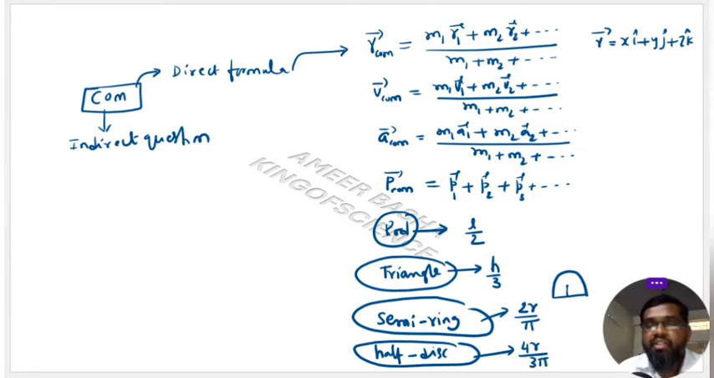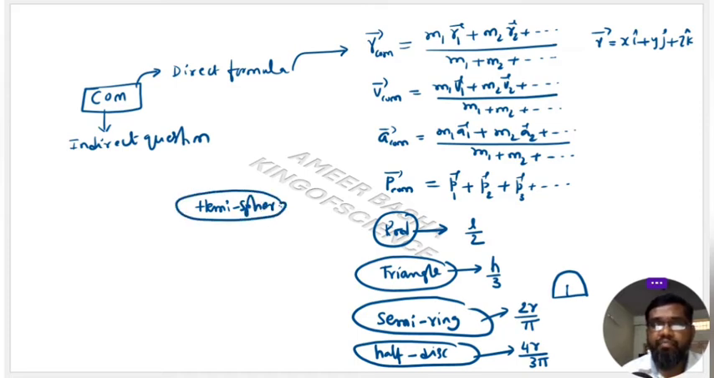If you take any standard book, it may be your lecture notes, NCERT book or H.C. Verma book, any book you take, you need to learn these simple formulas by heart. So similarly, for example, if I take a hollow hemisphere, the center of mass will be located at r by 2. If I take a solid one, it will be 3r by 8 from the base.